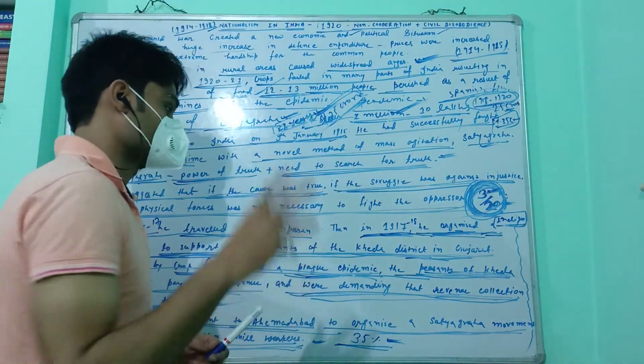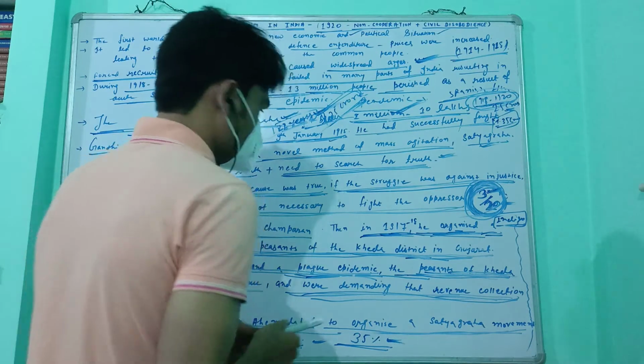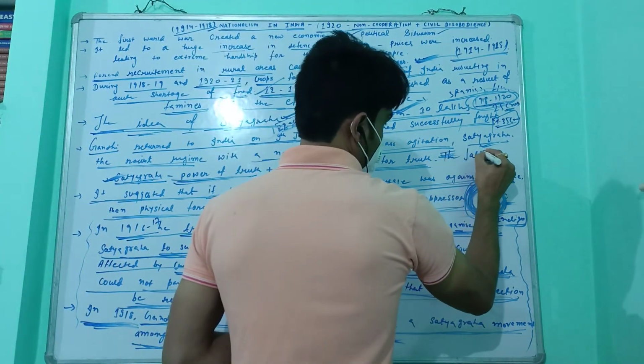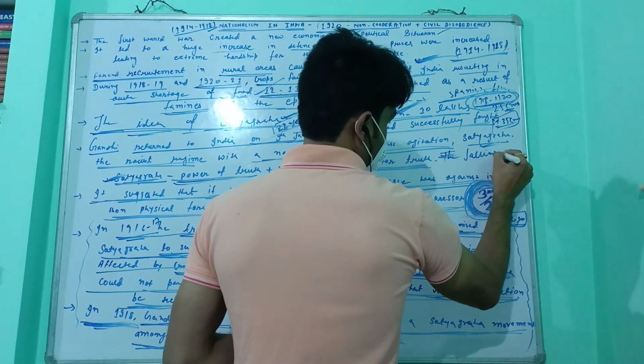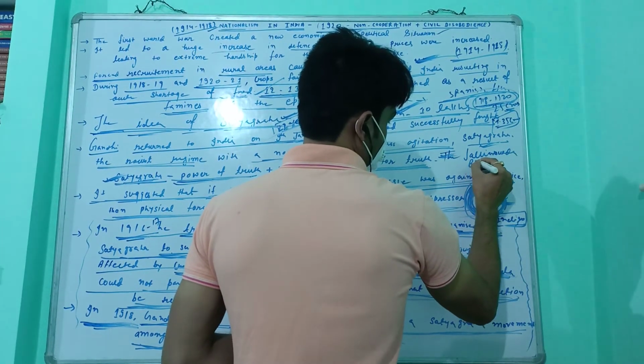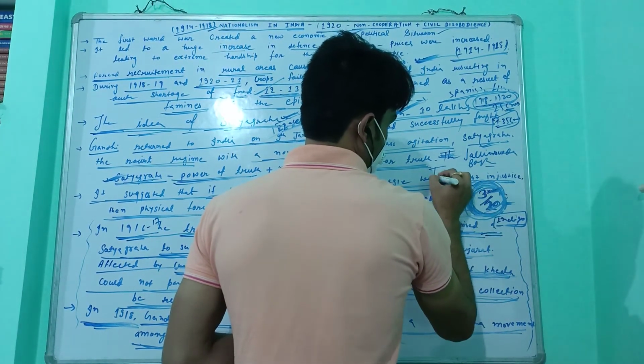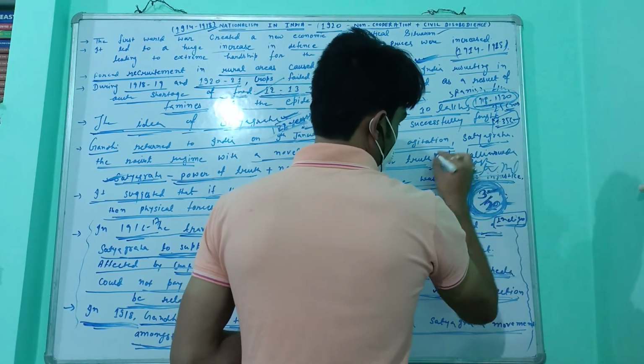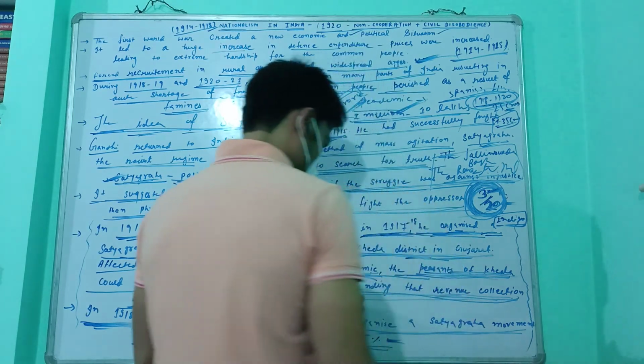And in the next class, we'll talk about two things. The first thing will be the Jallianwala Bagh. And the second thing, the Rowlatt Act. So we'll discuss these two things in my next class.